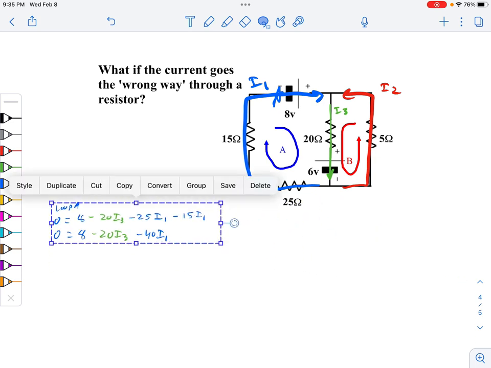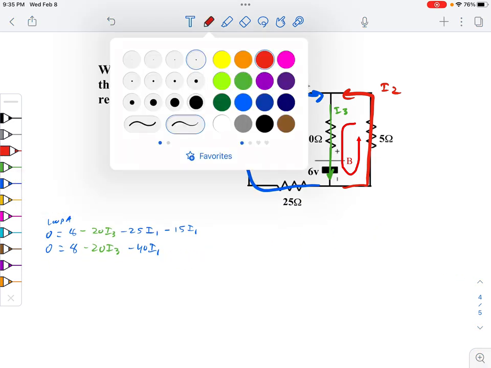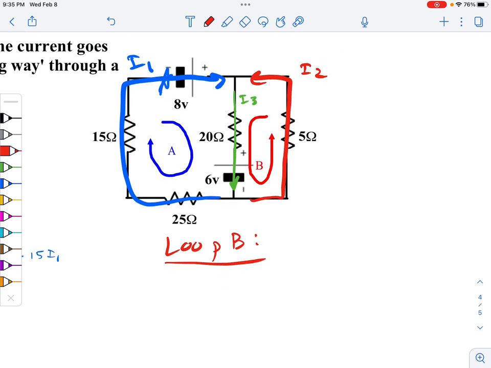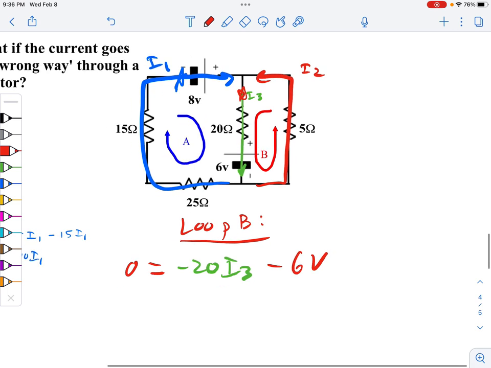But then when I go over to loop B, it gets weird. Now look at this. It doesn't matter where you start. Let's start over here. Every term in this: minus 20 I3, and then that's a 6-volt battery. It's wired backwards. So we're backfeeding the battery that has current dissipating voltage, and then it drops even more.